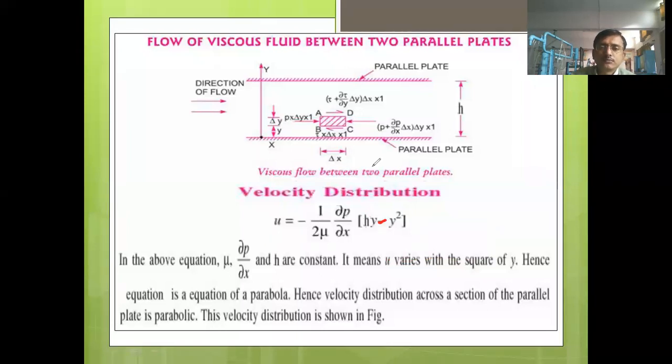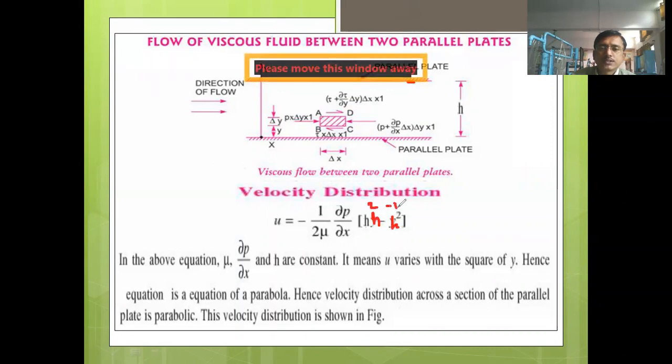The value of y will be maximum at the center. If you put y is equal to h, what will happen here, that is, what will be the velocity here? If y is equal to h, then h square minus h square will cancel out, and we will get 0. That means the velocity at this point will be 0. If we put the value of y as 0, this will become 0, so the velocity here is also 0 and here also 0.